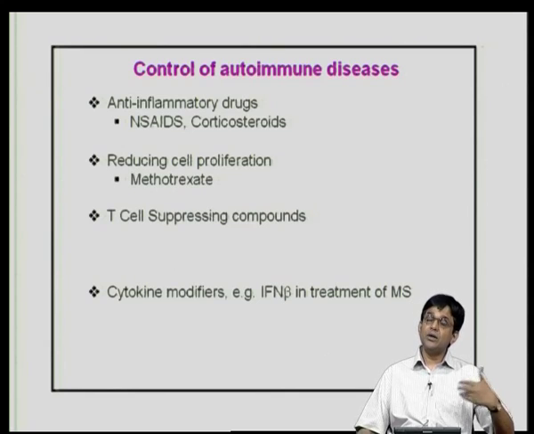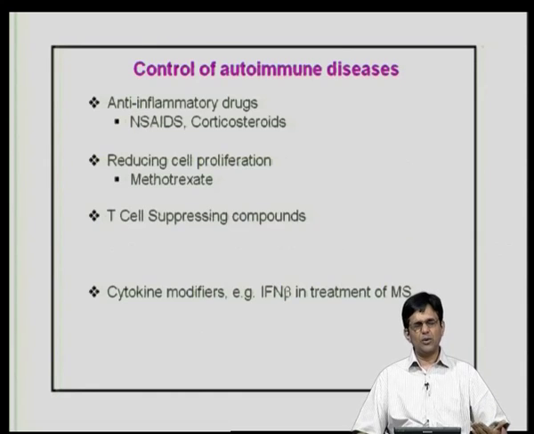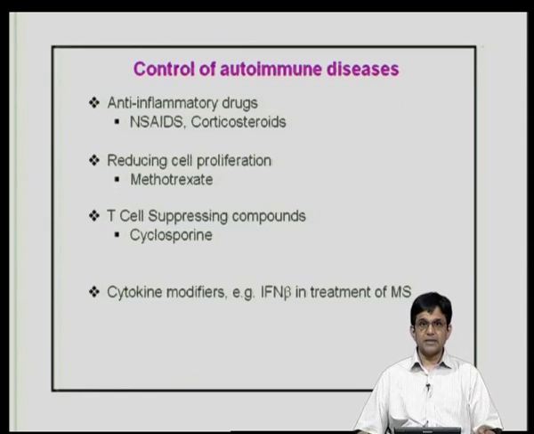The other way is to reduce cellular proliferation, especially in rheumatoid arthritis. In these cases, you have a lot of immune cell proliferation. So, you can reduce these cellular proliferation using drugs such as methotrexate.